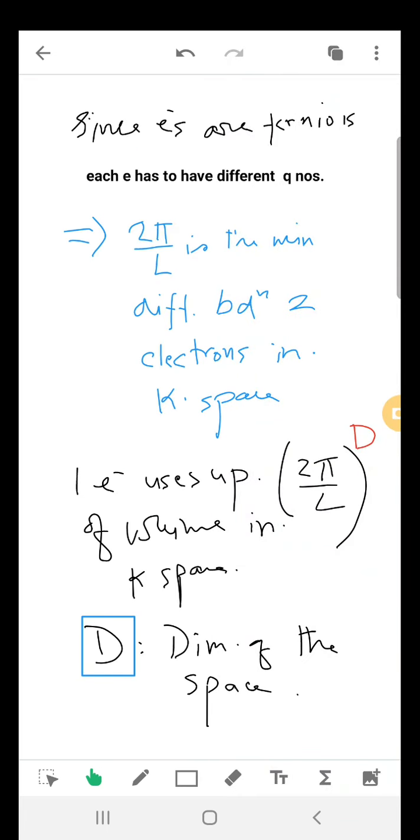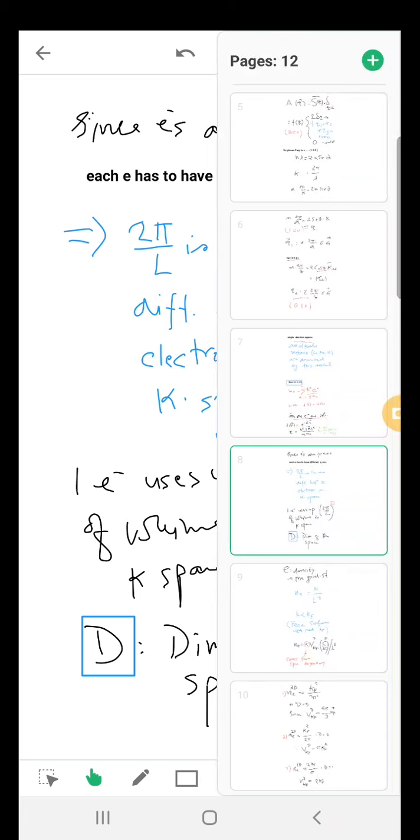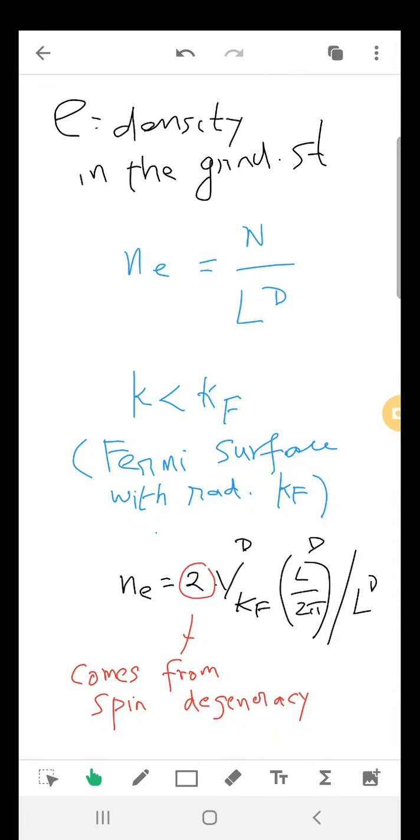Now, since electrons are fermions, each electron has to have different quantum numbers. So 2 pi by L is the main difference between two electrons in k space. So one electron uses up (2 pi by L) to the power d, where d is the dimension of the space. For the electron density in the ground state, it should be N divided by L to the power d. Now for wave vectors less than the Fermi surface, we have electron density 2 times the volume of k_F divided by (2 pi by L) to the power d, and this factor 2 comes due to the spin degeneracy.